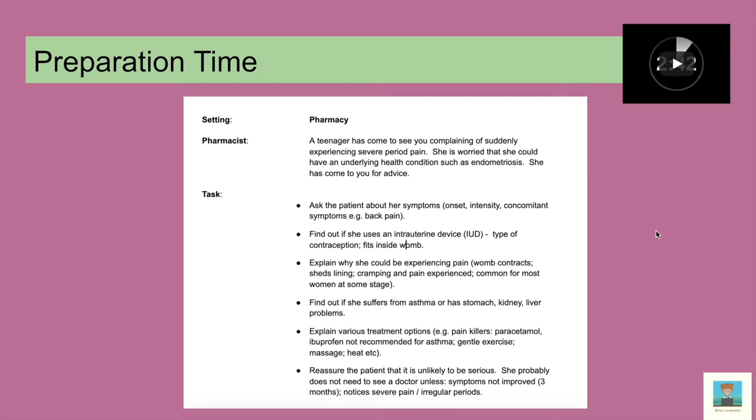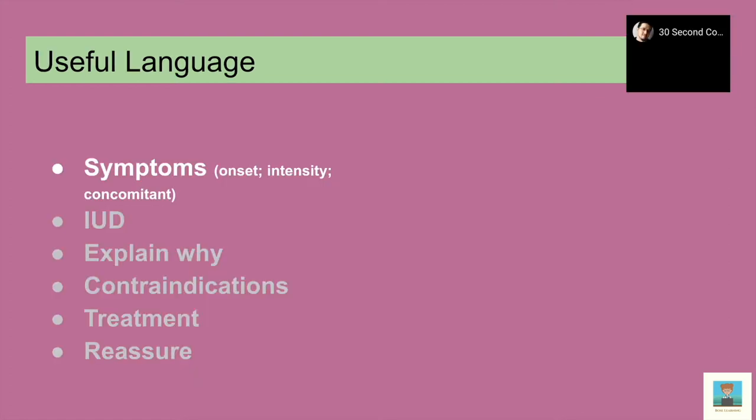Okay, what we'll do now is break this down into its various parts and look at interesting language that you can use to carry out this role play or something similar. So if we break it down to the very bare minimum, we get the following structure: asking about symptoms, then the IUD, then explaining why the patient's feeling pain, asking whether there are any contraindications, treatment, and then reassurance. For each of these parts, I'm going to give you 30 seconds just to think about how you can start and ask these questions or explain these ideas in your role play.